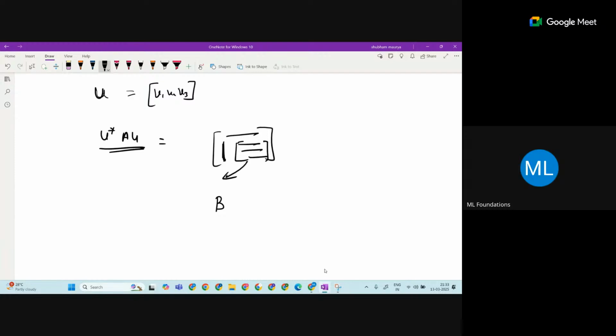Now for this B matrix, repeat the same process you did above: find the eigenvectors and again try to triangularize. Now you are triangularizing this matrix B. It will be the same process, and then this will be in upper triangular form. So slowly it will be triangularized.